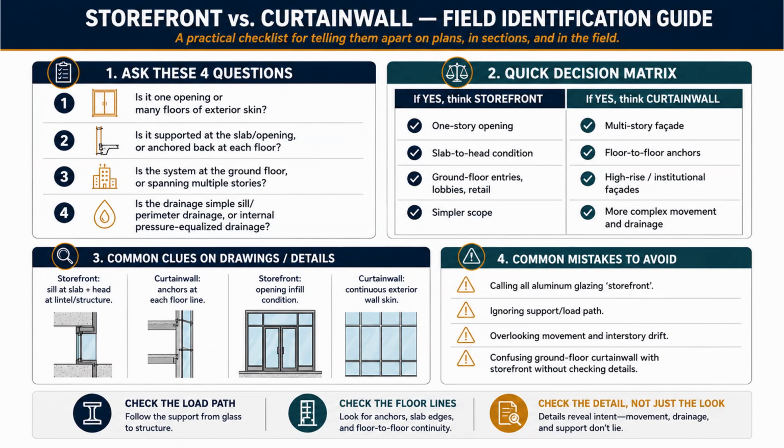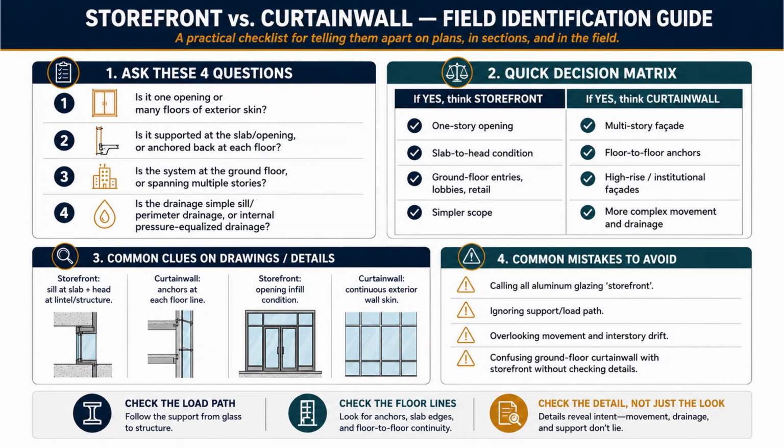A storefront shows the sill at slab and the head at the lintel or structure. A curtain wall shows anchors at each floor line. A storefront shows an opening infill condition. A curtain wall shows a continuous exterior wall skin. So when you're reading sections, look for the anchors and the floor lines.